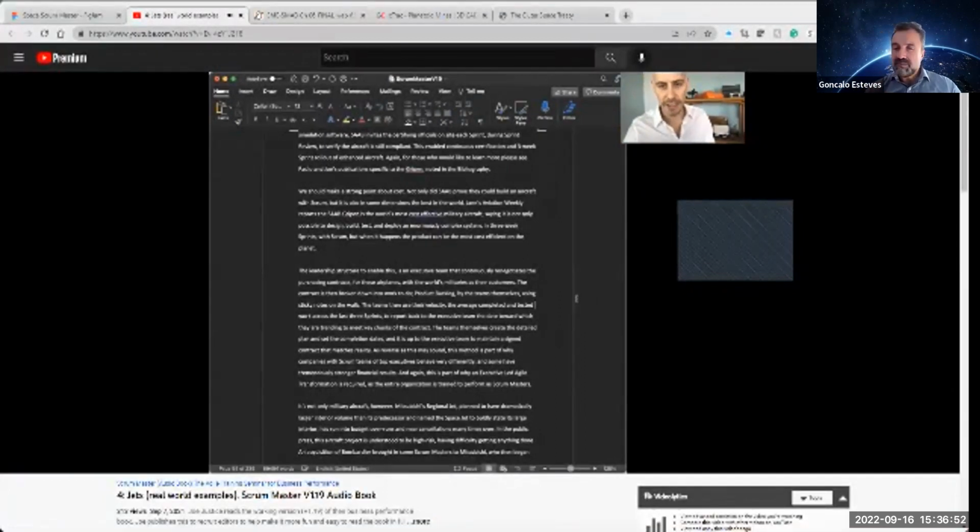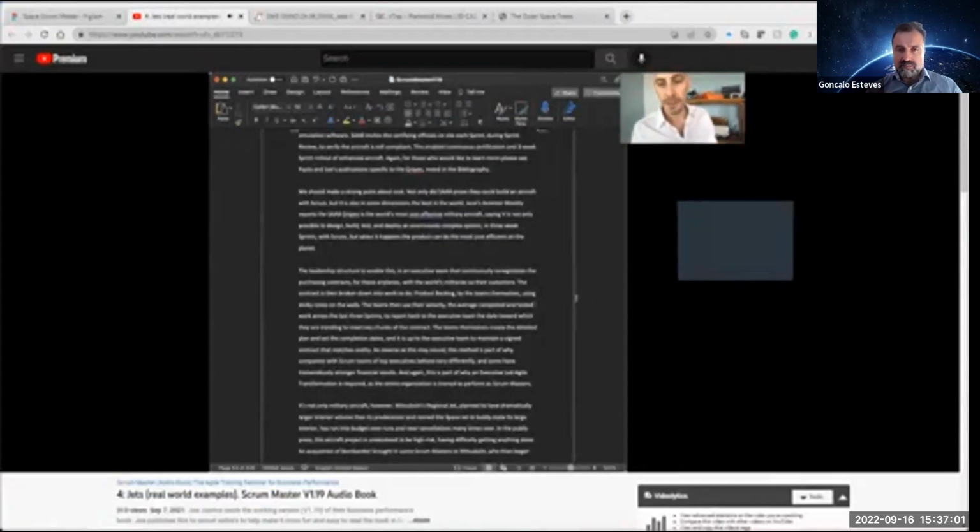The teams then use their velocity, the average completed and tested work across the last 3 sprints, to report back to the executive team the date toward which they are trending to meet the key chunks of the contract. The teams themselves create the detailed plan and set the completion dates, and it is up to the executive team to maintain a signed contract that matches reality. As reverse as this may sound, this method is part of why companies with Scrum teams of top executives behave very differently, and some have tremendously stronger financial results. And again, this is part of why an executive-led Agile transformation is required, as the entire organization is trained to perform as Scrum Masters.